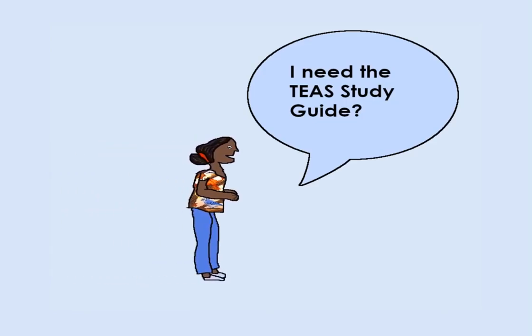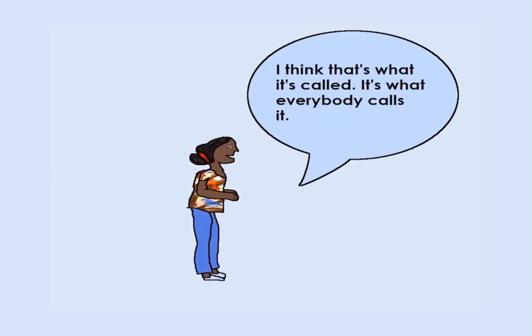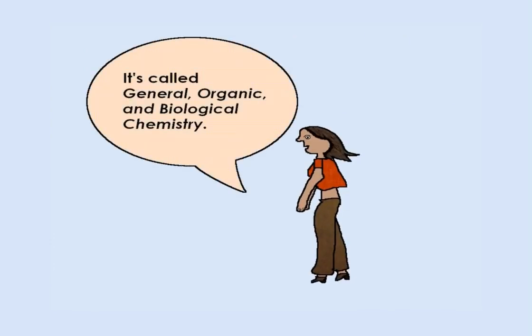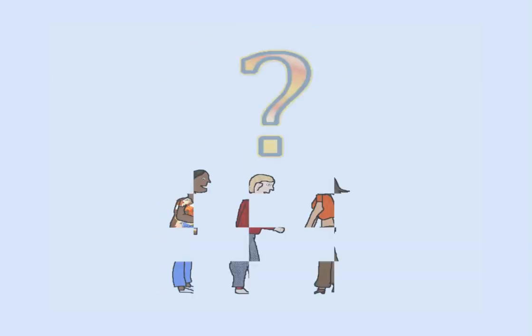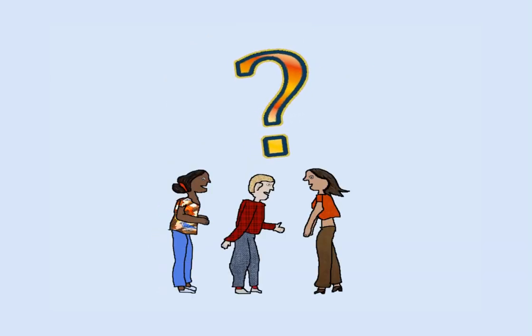I need the TEAS Study Guide. I think that's what it's called. That's what everybody calls it. Do you have my chemistry book? It's called General Organic and Biological Chemistry. My professor wants me to read The America Play. Do you have it? Sooner or later, you're going to need to find a specific item using the catalog.